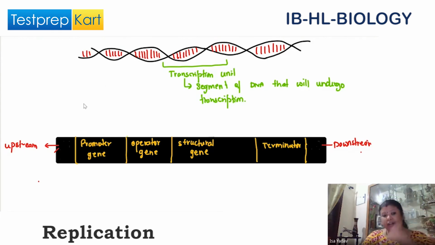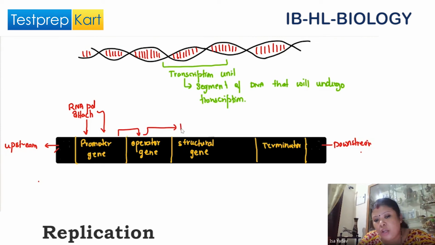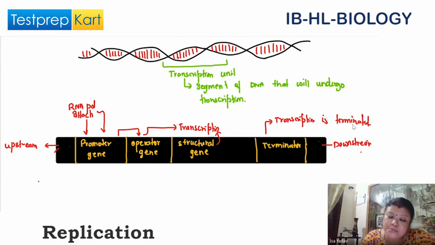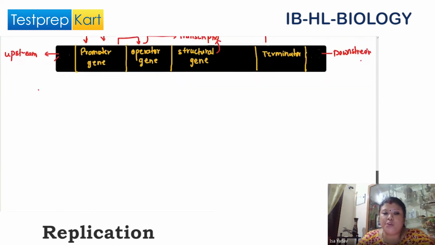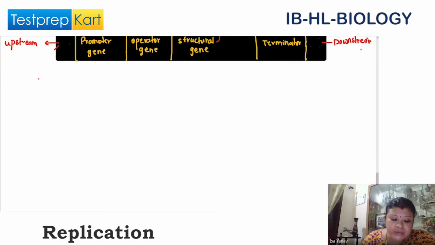So what happens in the promoter gene? It is in the promoter that RNA polymerase will attach. Once RNA polymerase attaches to this, it will regulate the operator, and the operator will carry out the process of transcription. That means the structural gene will carry out transcription. At the terminator, transcription is terminated. So this will be the entire segment of DNA where the process of transcription starts.